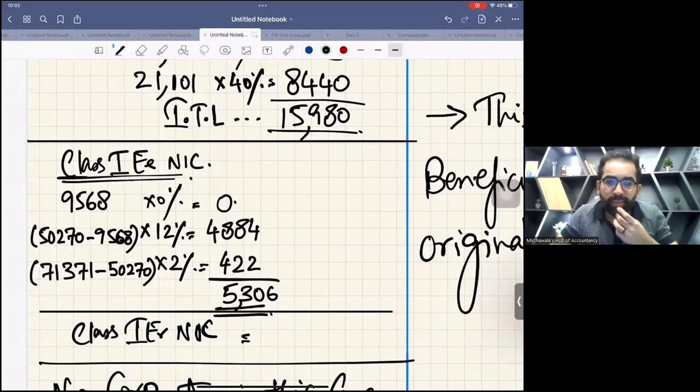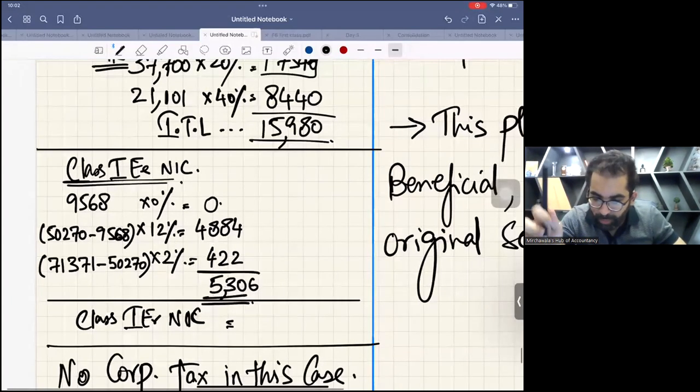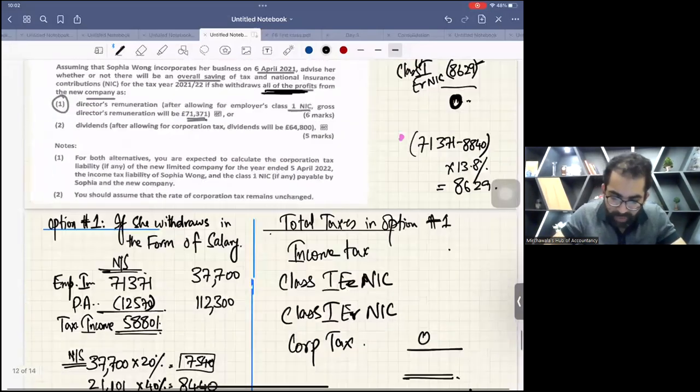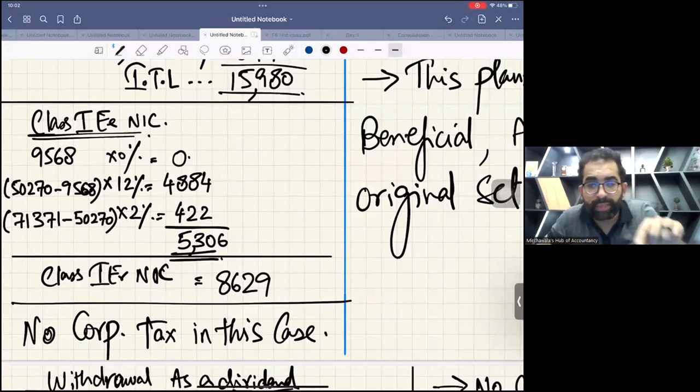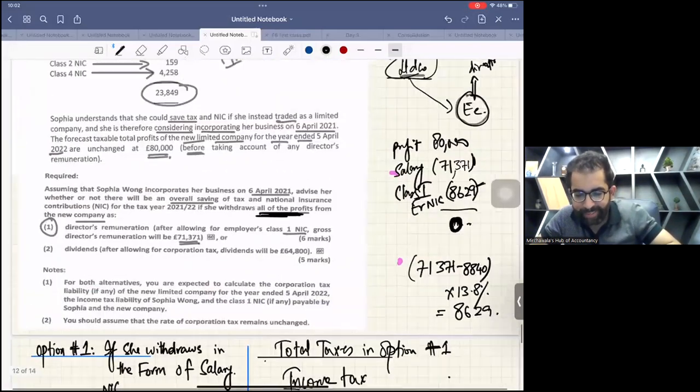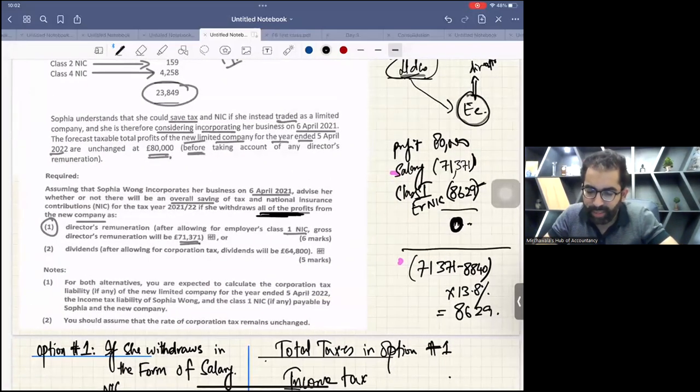Now, my dear student, class one employer NIC, I already calculated for you. It is 8629. This I have already done. See, evidence. This is class one employer NIC. I did it for you. Okay.